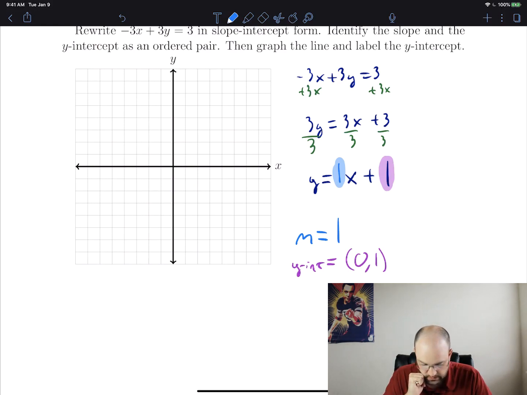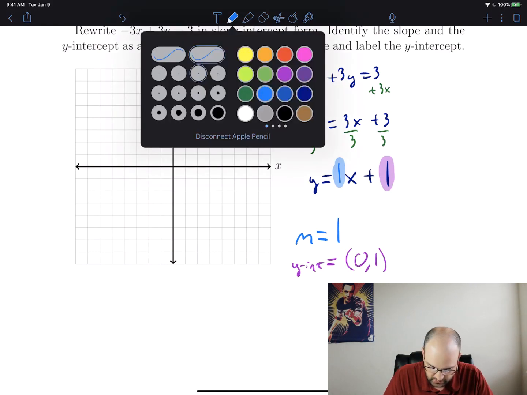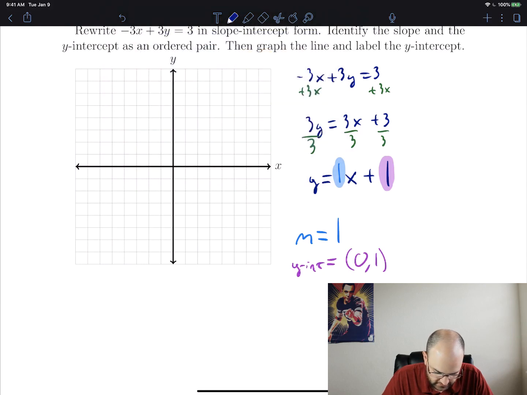Good. So let's use that to graph this. Our y-intercept is 0, 1. So 0, 1 is the coordinate from the origin; we go left and right 0 and then up 1. Then we work with the slope. So always start with the y-intercept and then go for the slope. So the slope is 1.